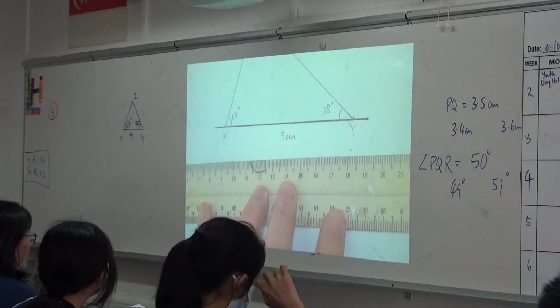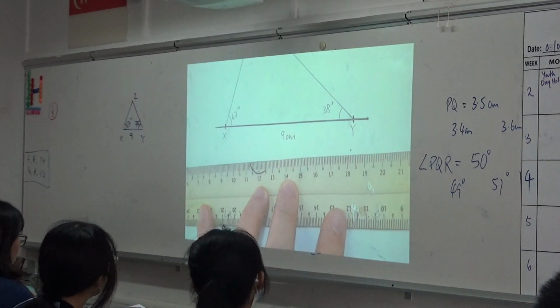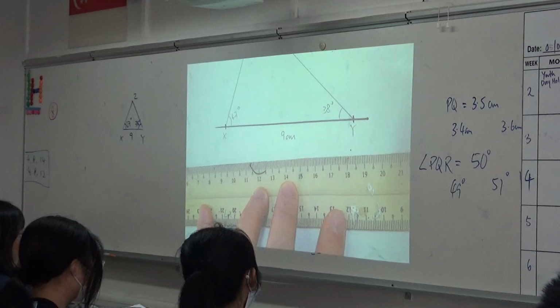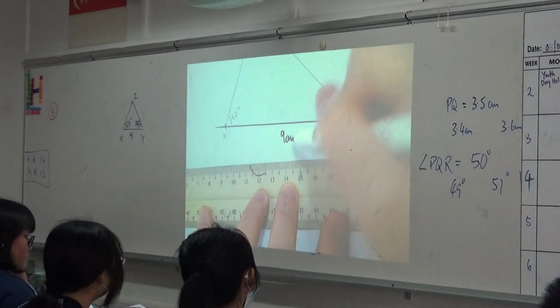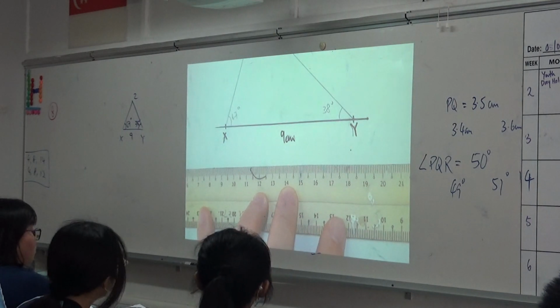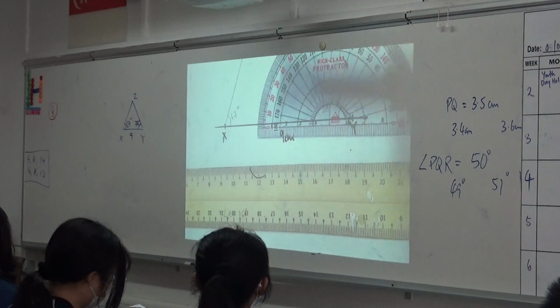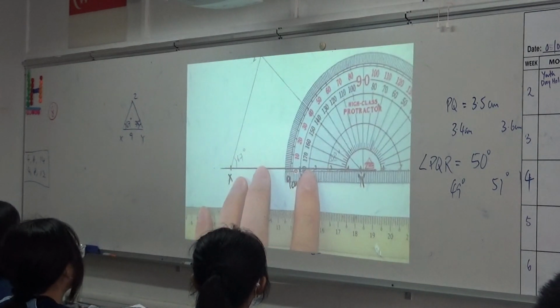Can all of you see? Then I measure out this XY. Can you see I draw two lines? This will be 9 cm, and then I will write XY. Do all of you see that? Now, then I put my protractor. Can you see the protractor? I put my protractor at Y.